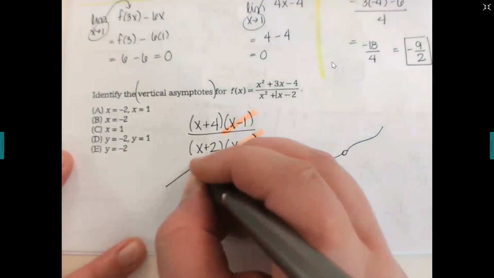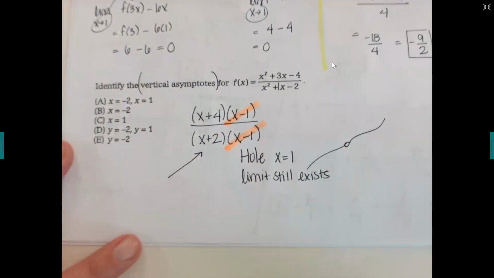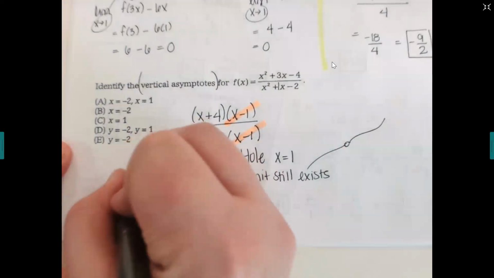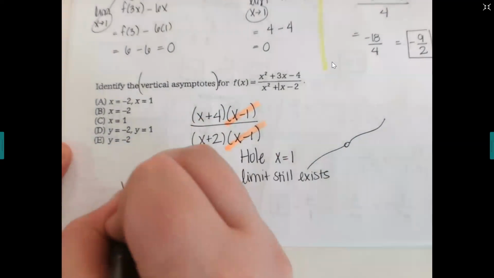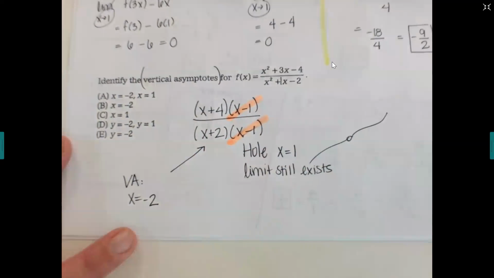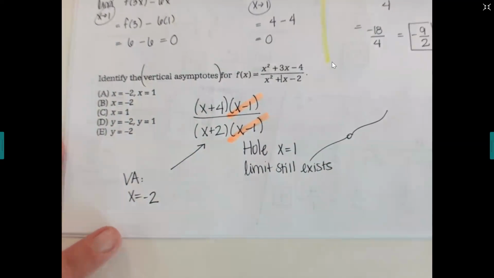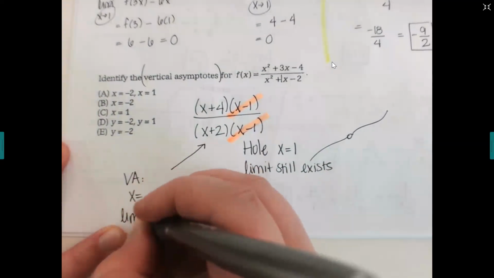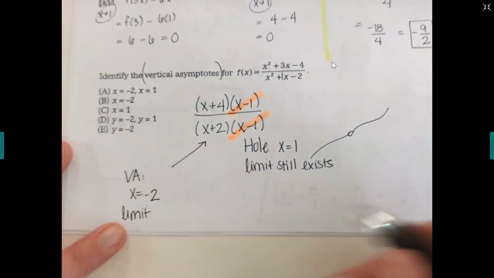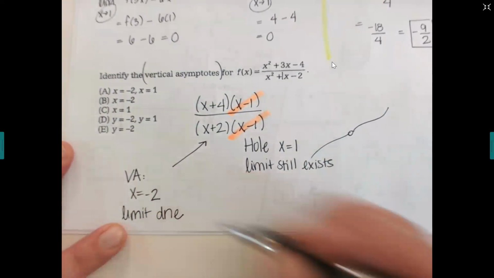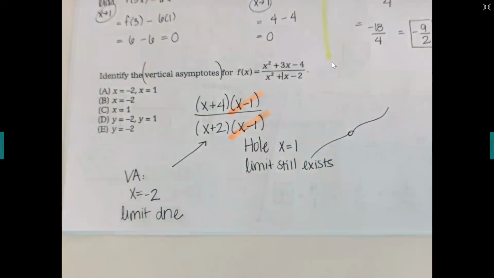They come from the bottom. So if x plus 2 is left on bottom, that makes a vertical asymptote where? At negative 2. And then what about the limit at a vertical asymptote? Does it exist? No. Technically, if it were asymptoting both up, you could put that it equals infinity, or if it was asymptoting down, you could put negative infinity. But either way, it technically doesn't exist. It's not approaching a specific value.